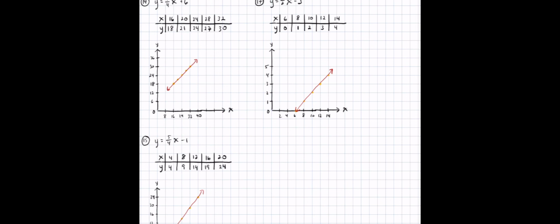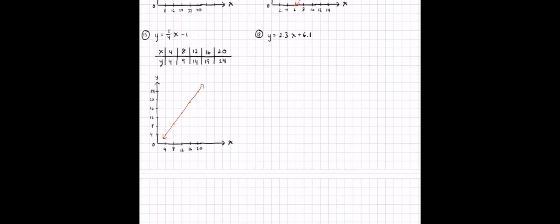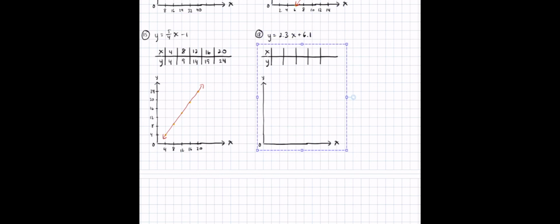One more of these lovely graphs. Let's put 18 here. And let's do the equation y is equal to 2.3x plus 6.1. All right, so we have our lovely equation. This one's got decimals in it, but have no fear, they work the same way. And let's see what values we wanted to try. So over here, let's go with some smaller values, 0, 1, 2, 3, and 4.